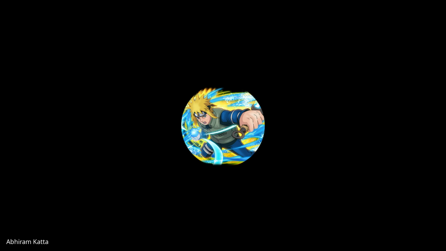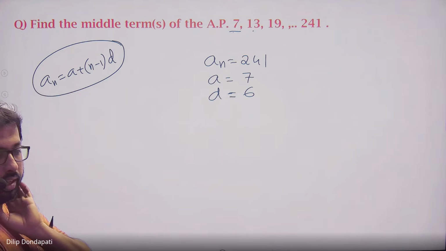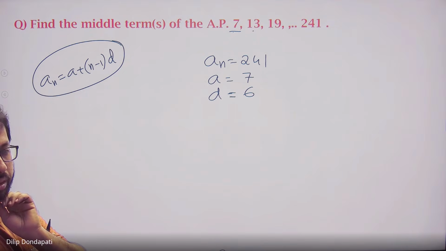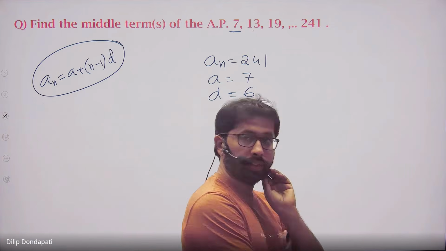Sir, there are two middle terms. No? n value कितना है? I got 40. Okay. Yeah. Now two middle terms का find करो. Sir, 121 and 127. 121 and 127. Yes, correct.